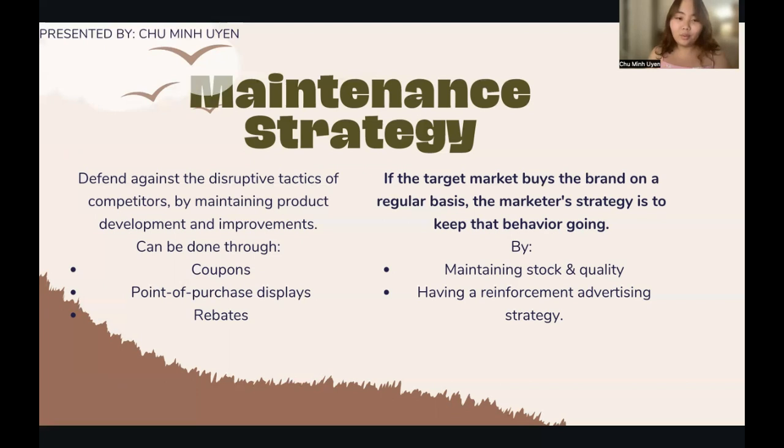For example, we buy eggs on a regular basis. One of the most popular brands of eggs in Vietnam is Ba Huong. Ba Huong usually uses this maintenance strategy, where they maintain stock and quality, and we can also see their banners and advertising.